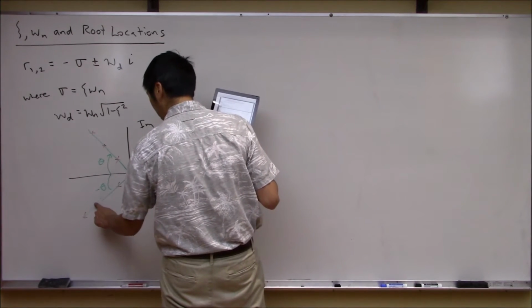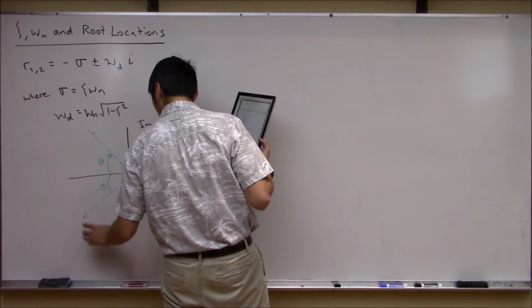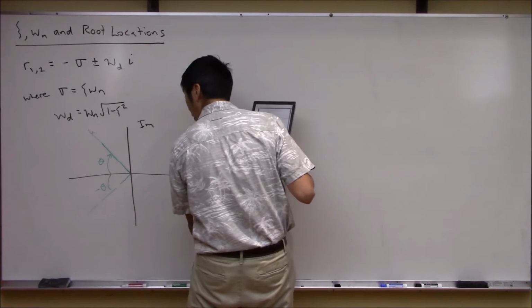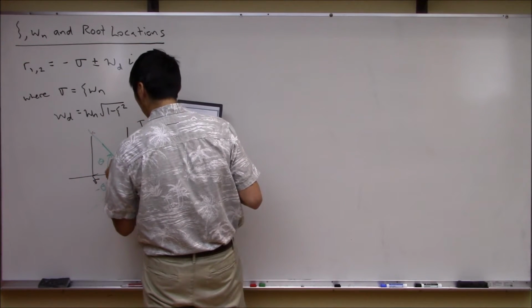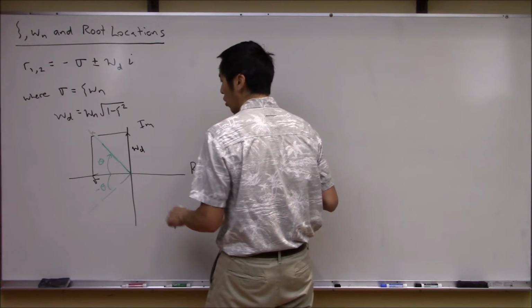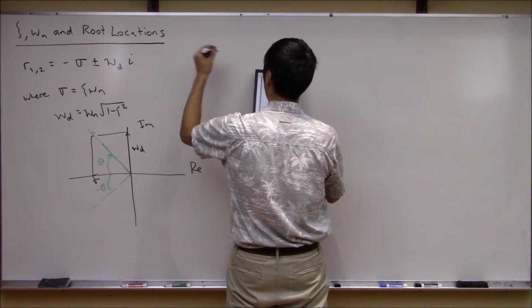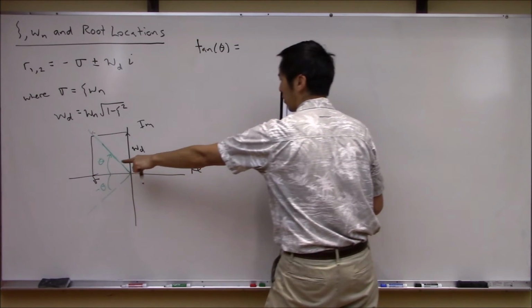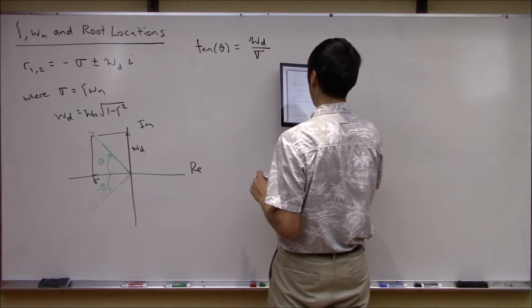Let's take one of these, for example. Let's look at this one up here. This point has a real component, which is sigma, and an imaginary component, like we said over here, which is omega d. So for this angle theta, we could say that tangent of theta is opposite over adjacent. So it's omega d all over sigma. Would everyone agree that's the same thing?